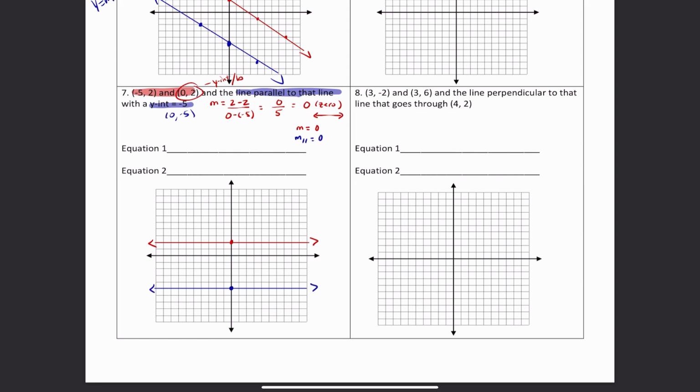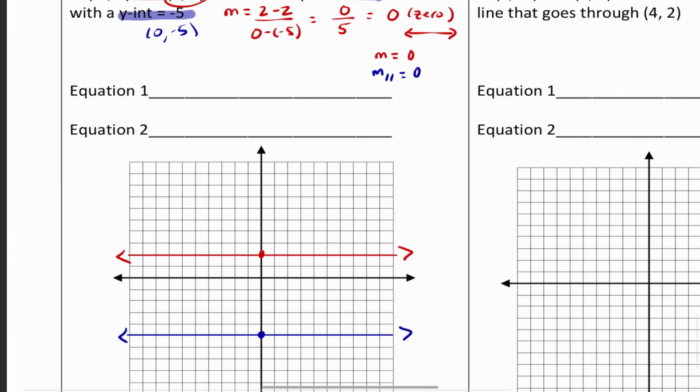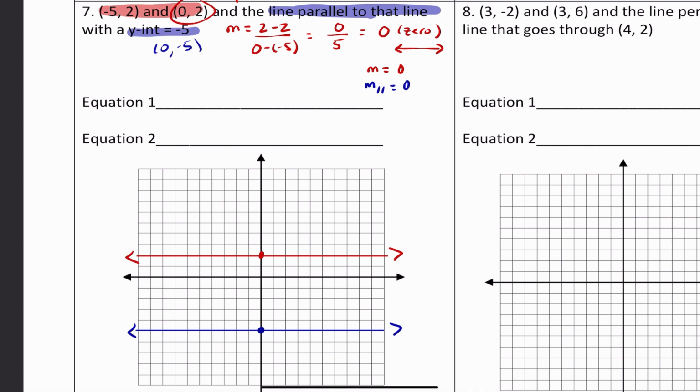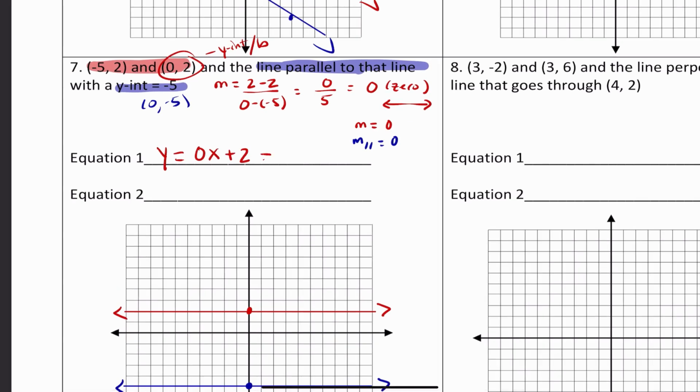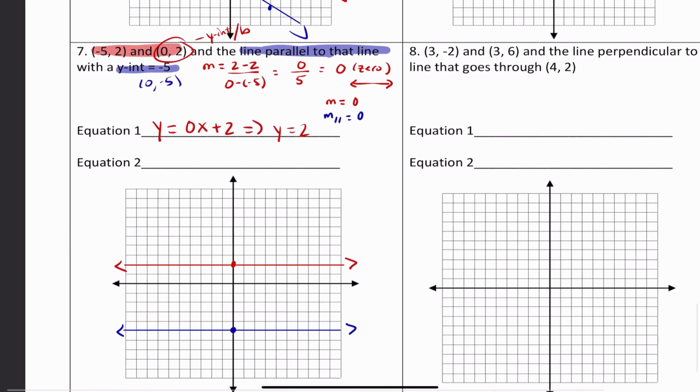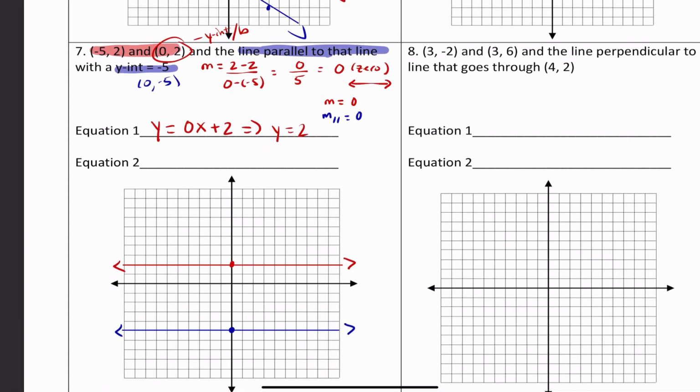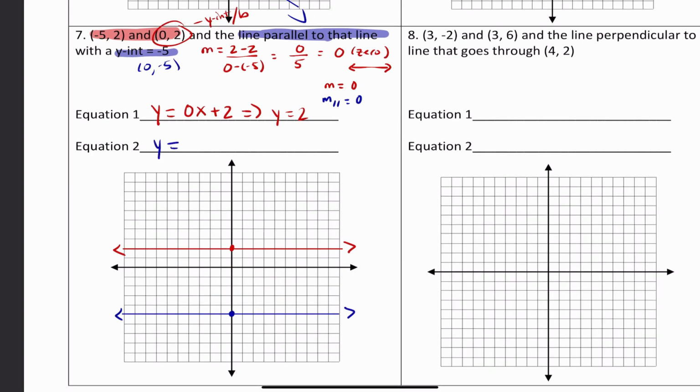Okay, then we're going to go ahead and write the equations. We know the equation is y equals mx plus b, right? So for the red one, y equals 0x. Then my y-intercept over here, that's +2. I'm just going to make that look nicer. It's just basically y equals 2, right? 0 times x is just 0, so I can just get rid of that. So it's going to be y equals 2. And then for my blue one, y equals mx plus b again. So we have 0x. Then what do we have? That y-intercept of -5, or 0 comma -5. So it's y equals 0x minus 5, or y equals -5. Okay, so that's how we graph lines that have 0 slope, and that's how we write the equation.